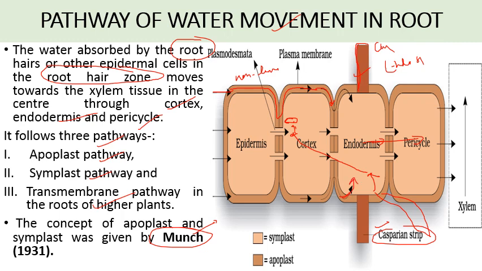While in case of symplast pathway, water moves through the cellular protoplast, सेल के साइटोप्लाज्म से पास करता है, and we know that there is a bridge between two cells, a connection between two cells, that is called plasmodesmata. So जो ये plasmodesmata है, इसके थ्रू जो पानी का मूवमेंट होता है, that is called symplast pathway.